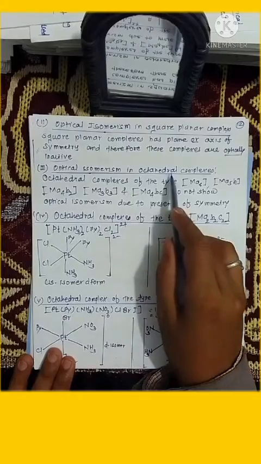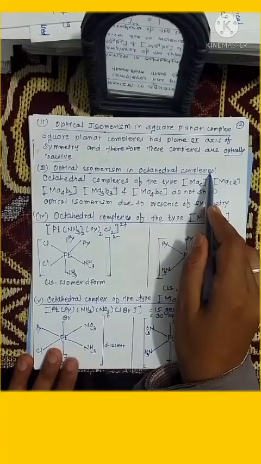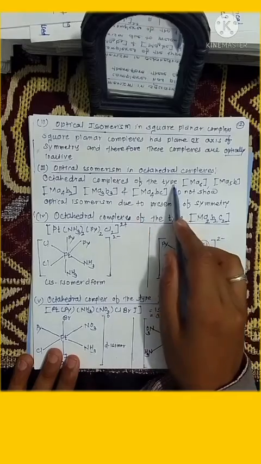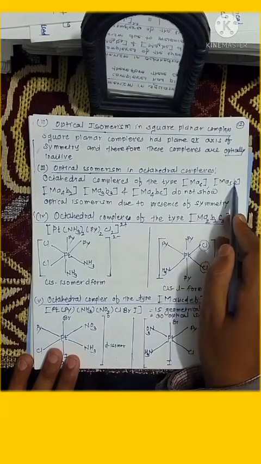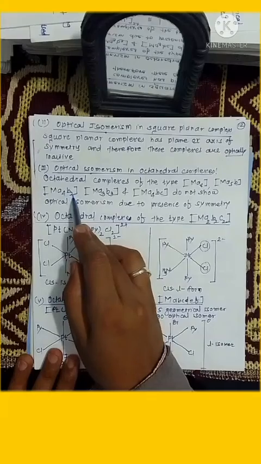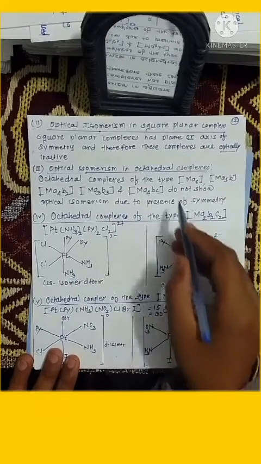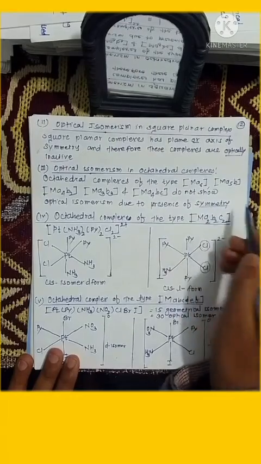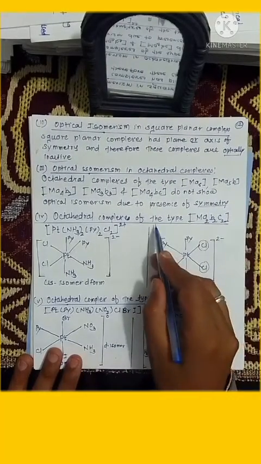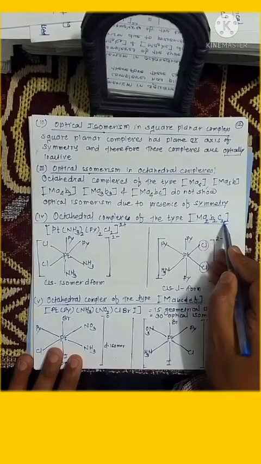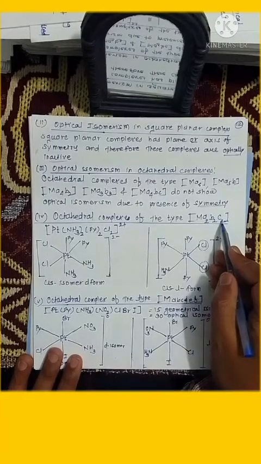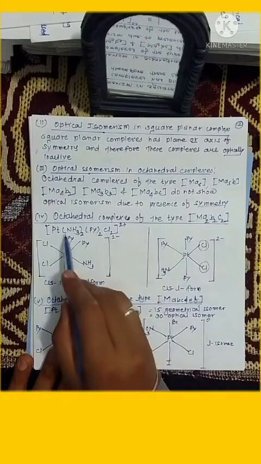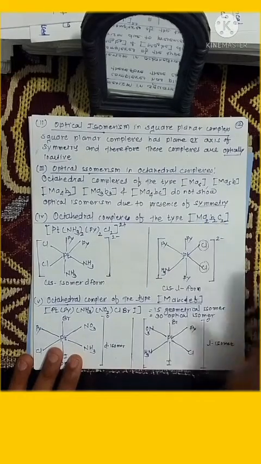Now we are going to see optical isomerism in octahedral complexes. Octahedral complexes of type Ma6, Ma5b, Ma4b2, Ma3b3, Ma4bc do not show optical isomerism due to the presence of symmetry. Octahedral complexes of type Ma2b2c2 show optical isomerism. So, this is an example of this type of complex.